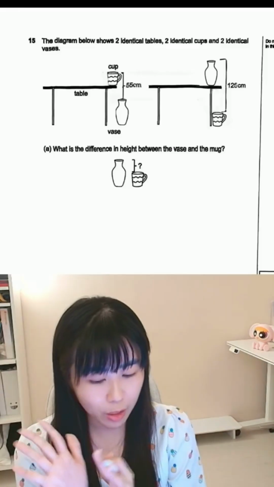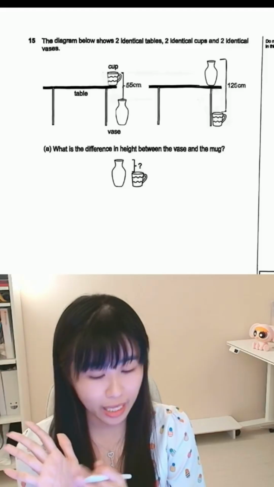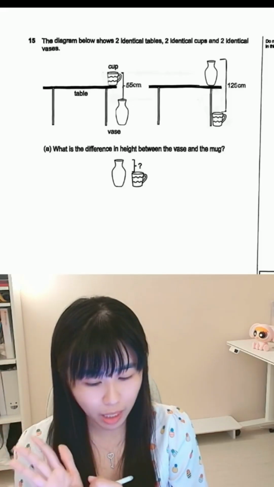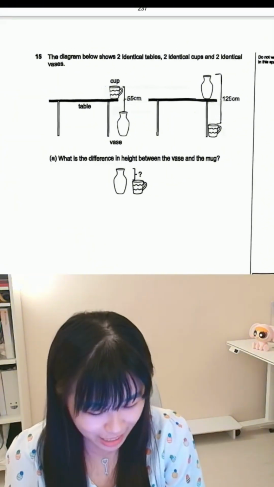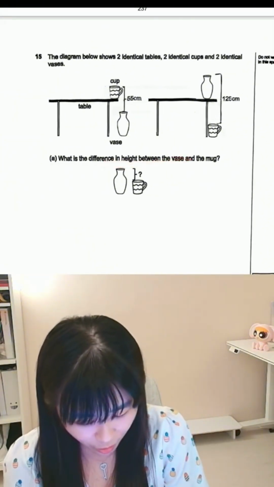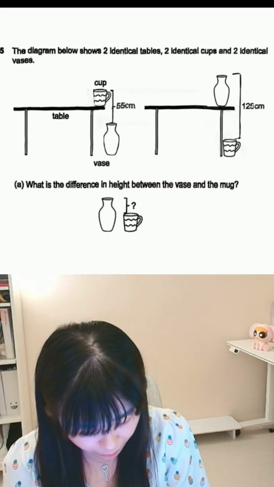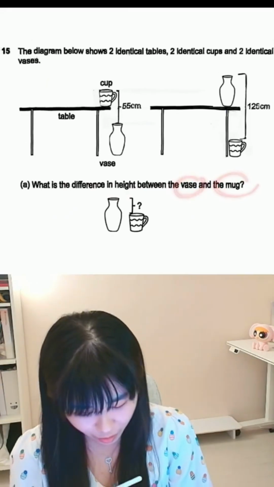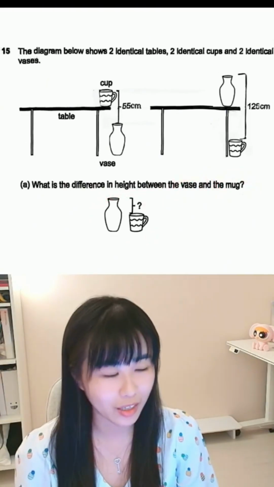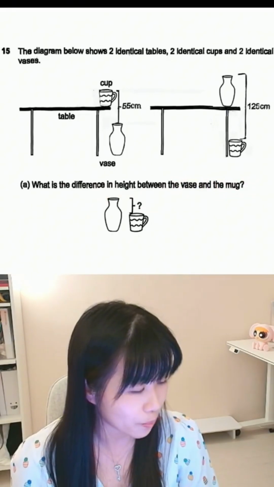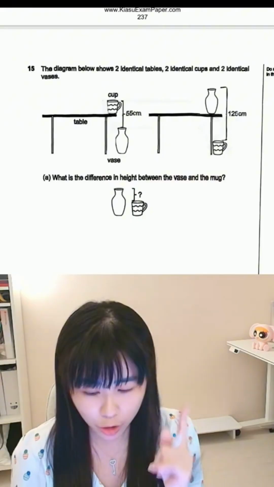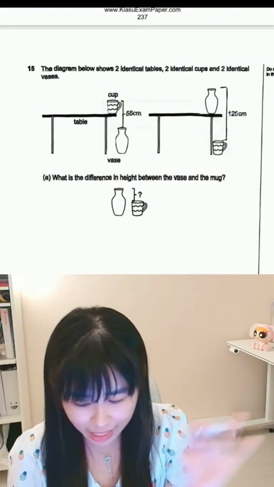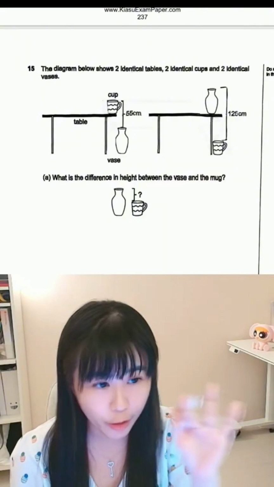The diagram below shows 2 identical tables, 2 identical cups, and 2 identical vases. What is the difference in the height between this and this, which they show in the picture? This type of question, I know it looks very complicated, but now just remember this: make parts equal. It's like your model like that. You make parts equal, you can see.